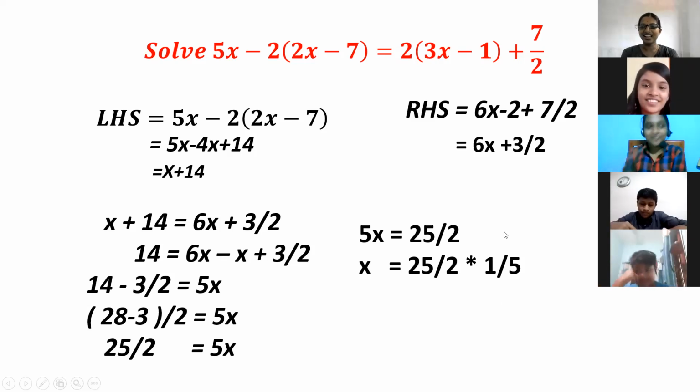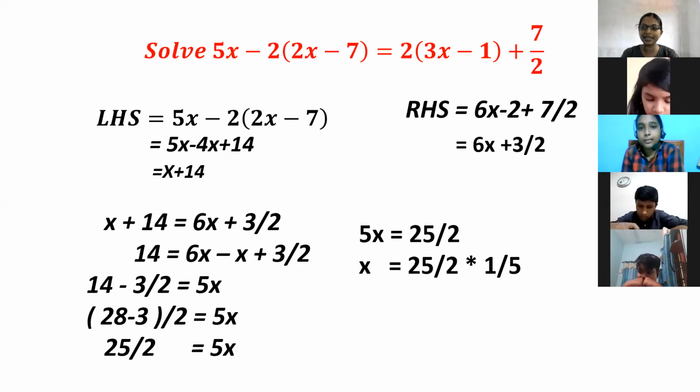Okay. Then, did you get the concept of converting 25 by 2 divided by 5 into multiplication by 1 by 5? We are just replacing our division by the reciprocal multiplication. Okay. Then what happens? You know how to multiply two rational numbers. For multiplying two rational numbers, we have to multiply the numerators together and then the denominators together. Is it?